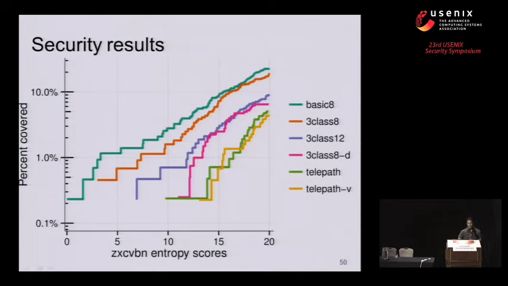The policies roughly cluster into 3 groups, with Telepathwords conditions performing best, followed by the 3 class 8D and 3 class 12 conditions, and finally the basic 8 and 3 class 8 conditions. As you can see, these last 2 lines are pretty close. So under this metric, the 3 class character requirement appears to provide almost no improvement in security over just a basic 8 requirement.